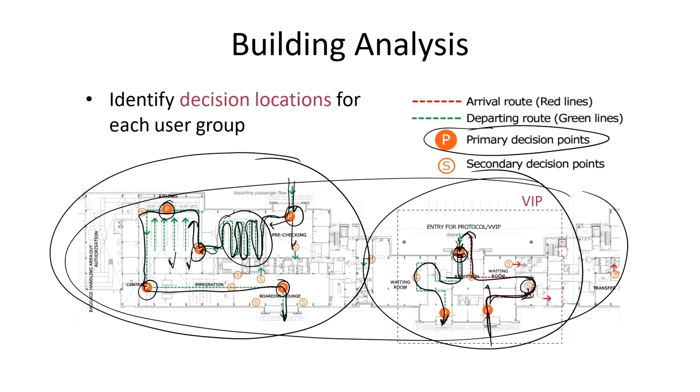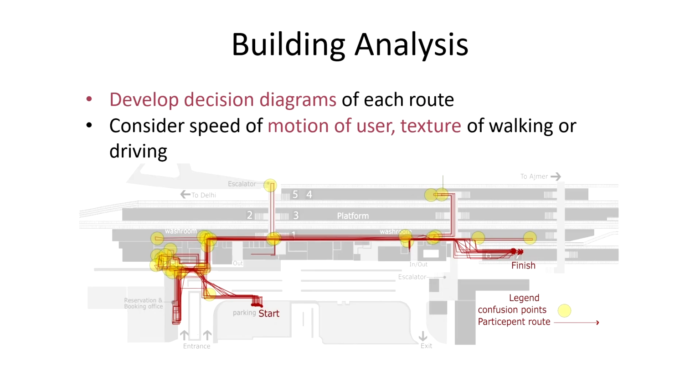Okay. After analyzing this building, we can say that we can enhance the passenger experience by minimizing confusion, reducing congestion and ensuring smooth navigation through the terminal by adhering to these primary and secondary decision points, and ultimately contributing to the overall customer satisfaction and orientational efficiency. Let us take another example, developing decision diagrams.